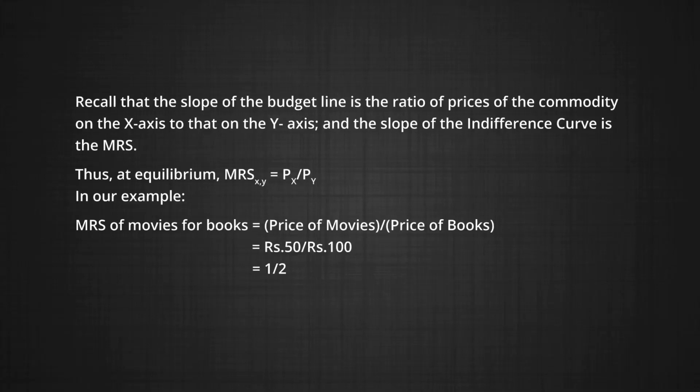In our example, the marginal rate of substitution of movies for books equals the price of movies divided by the price of books. So this is rupees 50 divided by rupees 100, which equals half. What we have done is we have answered the questions we had raised at the beginning of this module. What does the consumer buy? Our consumer buys books and movies. In what quantities does he buy them? He buys 16 movies and 12 books.